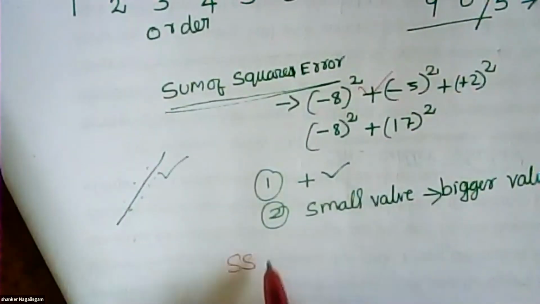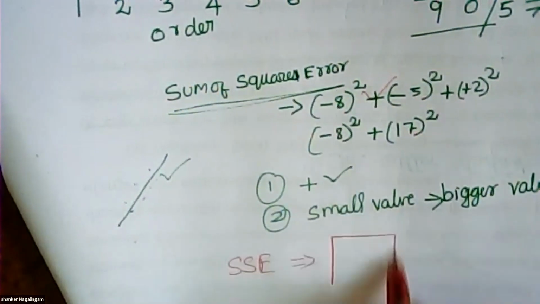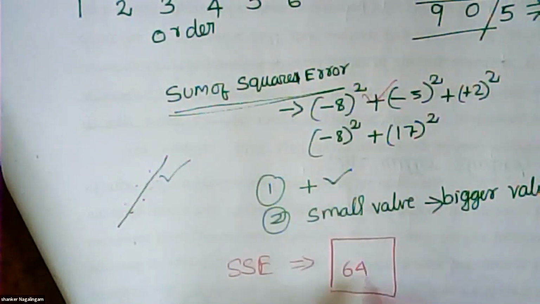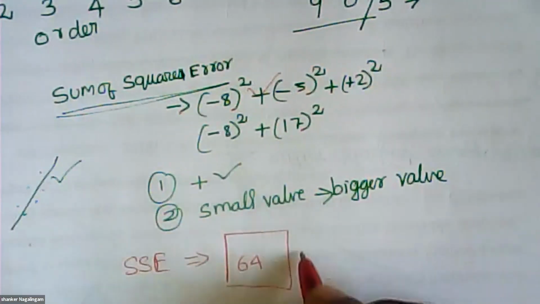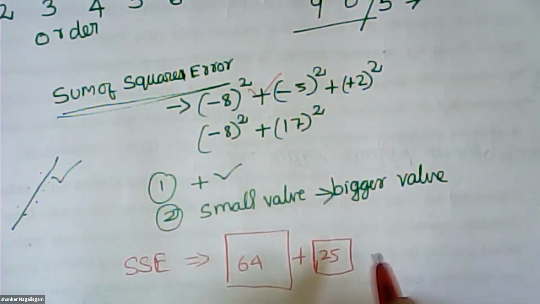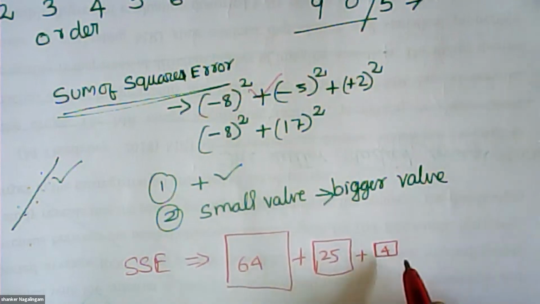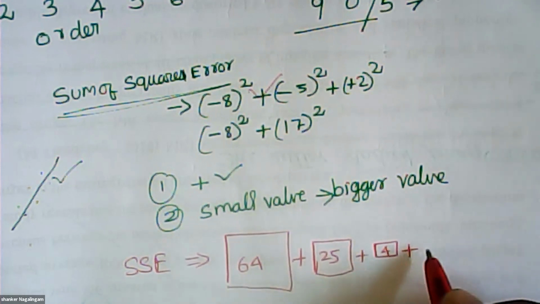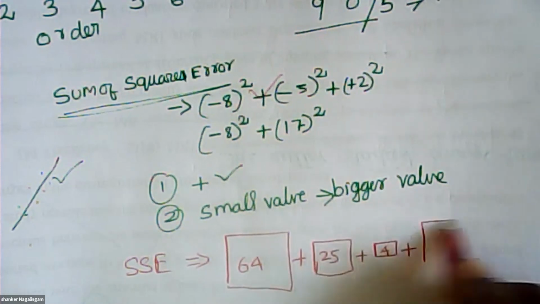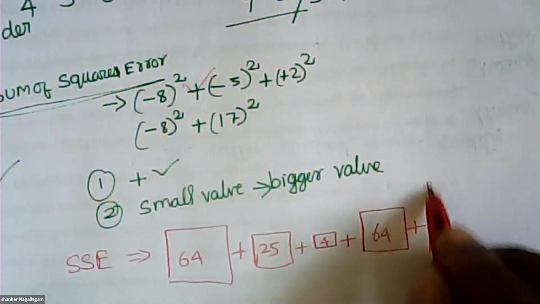SSE is 8 square, that is 64. And this is the pictorial representation of the squares. Then plus 25, and then your next square is plus 4, a very small square. Then you have a very big square for your 64. And now plus 17 square. It is much bigger than 64.